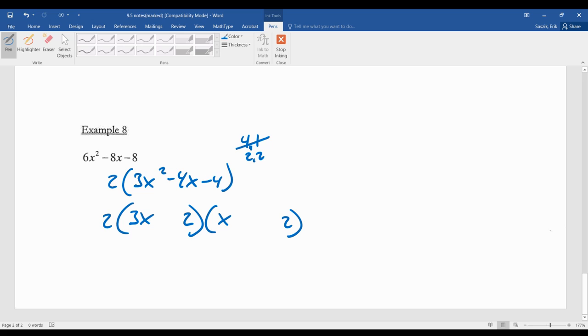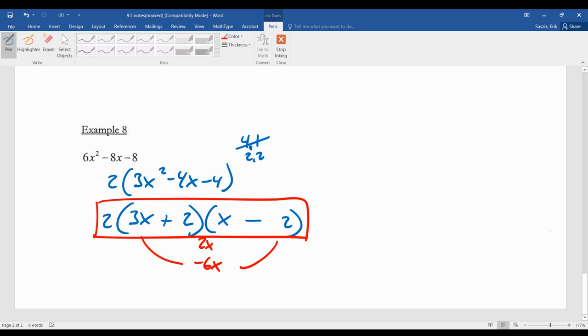Signs are different. Bigger product, negative. So this is the bigger product. You see how that makes 6x? So let's do a check. 2x, and then this makes negative 6x. Together, that's negative 4x. So this is right.